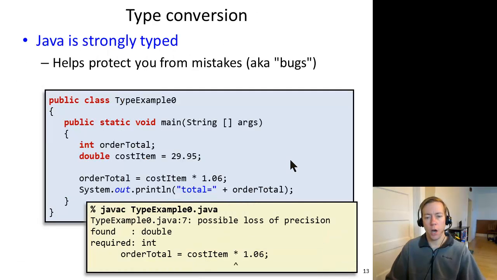How do you convert between different types? And why do you need to do it? Well, Java is what's called strongly typed. Not all languages are this way, but Java is. Everything has a type, and you usually can't go willy-nilly between types. Sometimes you have to do explicit type conversion. What Java is trying to do is protect you from making mistakes.